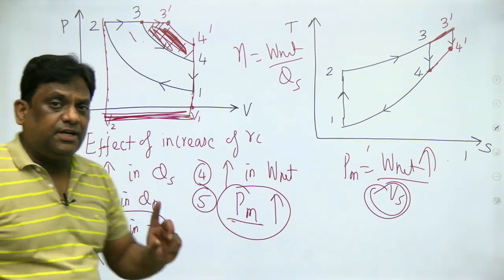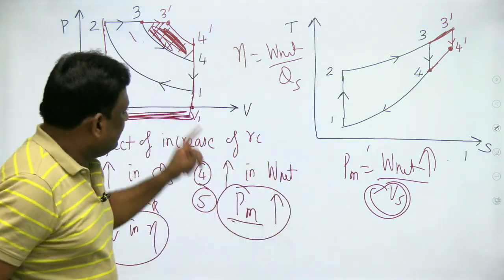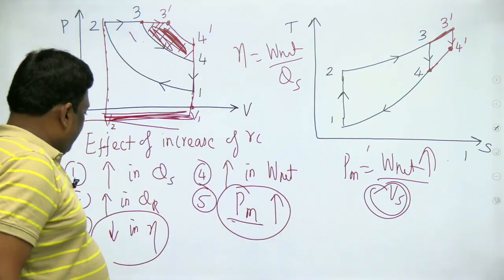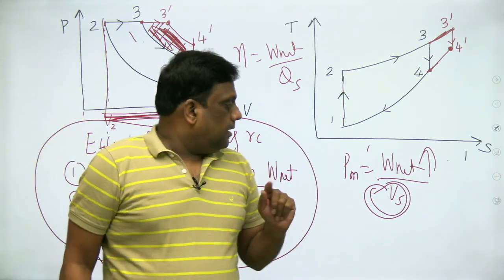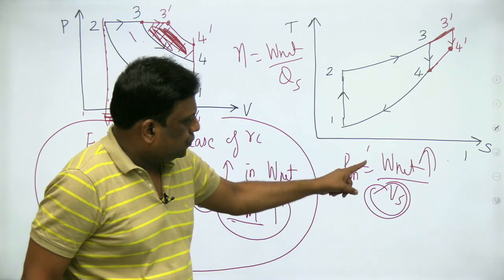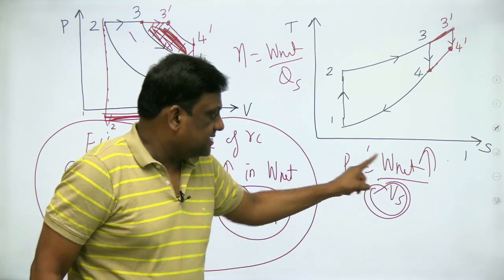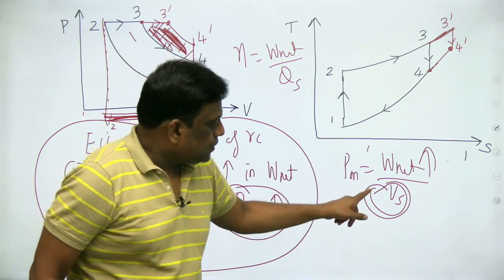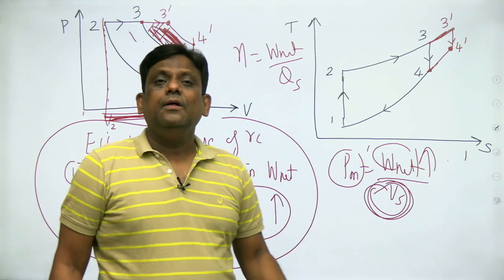So there is a possibility of one multiple select question that can come. With increase in cutoff ratio, these are the effects. So understand carefully. With increase in cutoff ratio, though the closed area is increasing, the efficiency is decreasing. The network is increasing, but efficiency is decreasing. As swept volume is not changing, and the network is increasing, the mean effective pressure is also increasing.